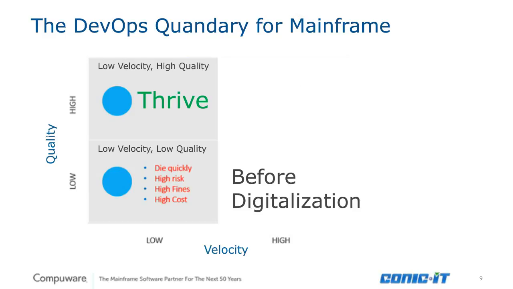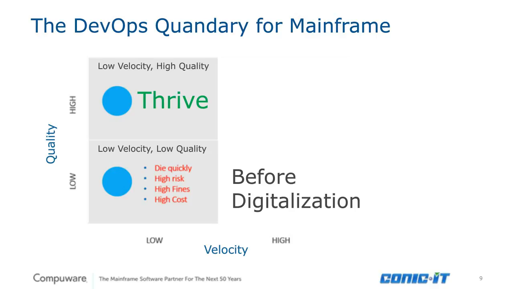And so if we think about what was going on traditionally in the mainframe, it was always up here in the low velocity, high quality quadrant. I mean, anyone who is in the low velocity, low quality quadrant, well, it doesn't really matter. They shouldn't be around anymore.